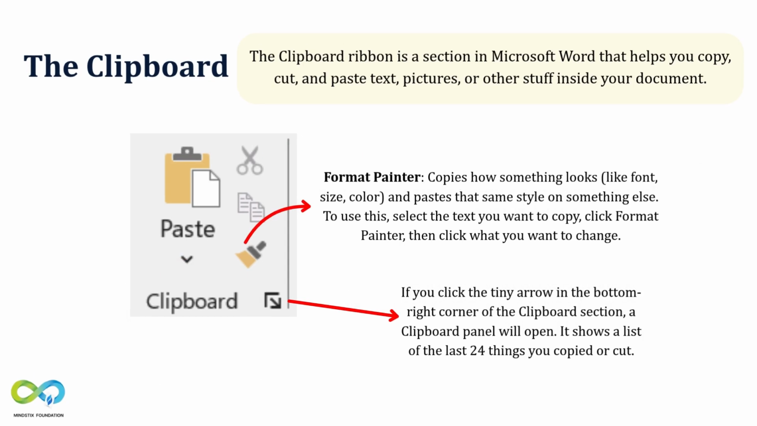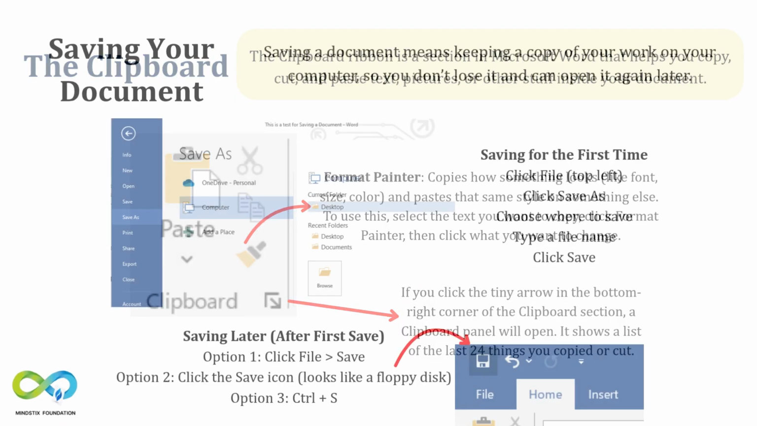There is also a special tool called Format Painter that copies the style of one section of text and applies it to another. If you like how something looks and want to copy that style to new text, this tool is perfect. Select the styled text, click Format Painter, then click on the new text. The clipboard also keeps track of recent copied items. Click the small arrow at the bottom of the clipboard group to see a panel with your recent copies.